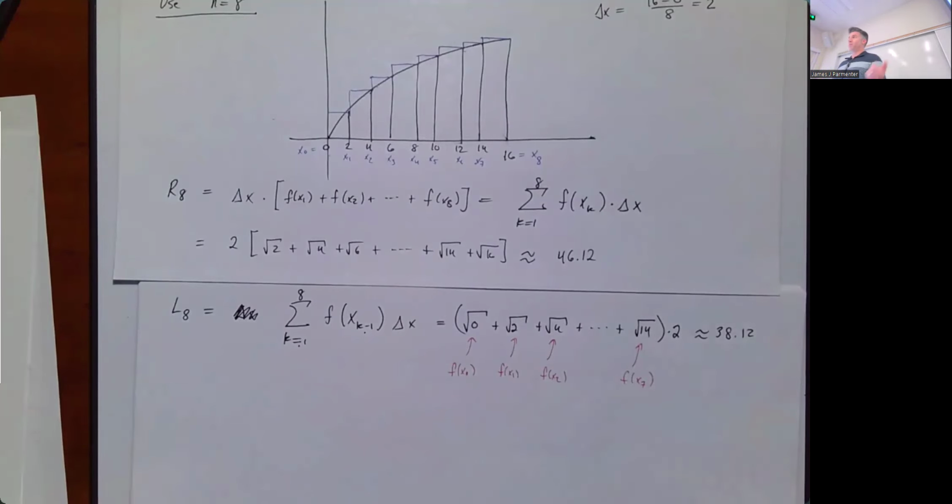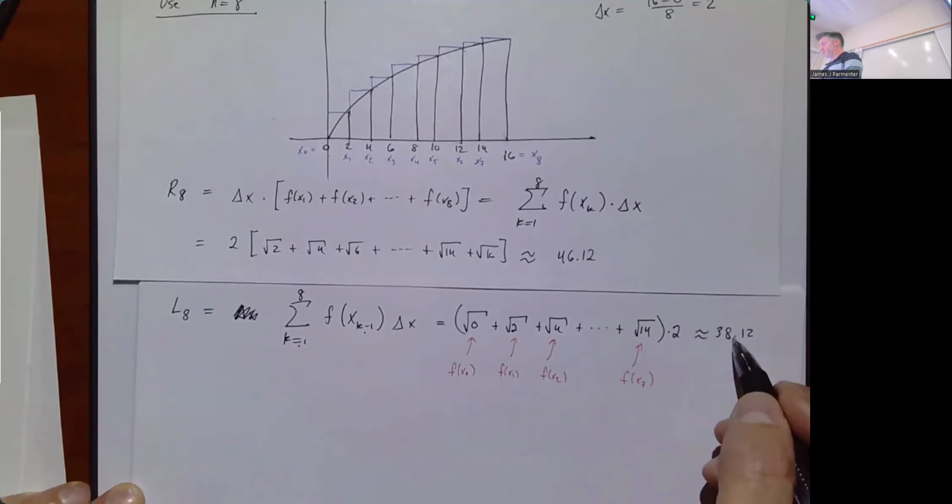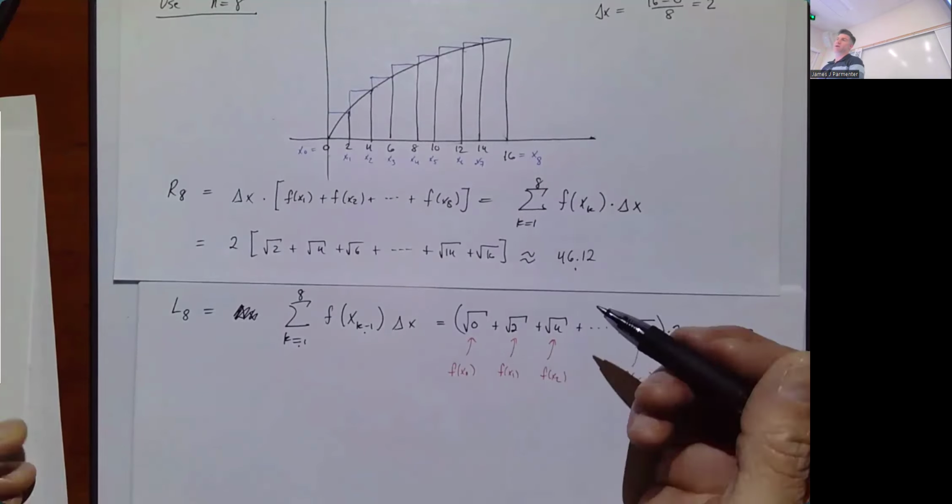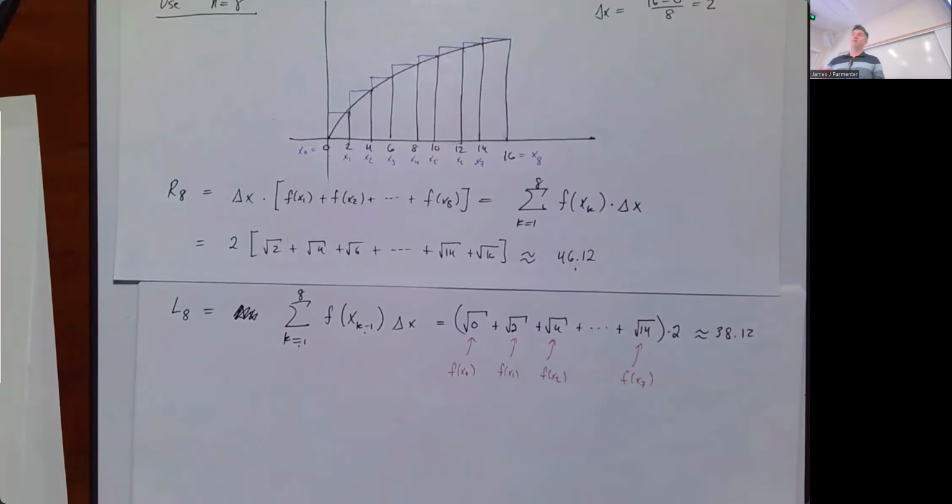So we have a better window for our area. Instead of the low of 33.17 to a high of 49.17, now we know that our area is between 38.12 and 46.12. Still kind of a big window, but this gives us the idea of what we're going to do. We're going to keep letting n get larger and larger and larger until we get closer and closer to the actual value.